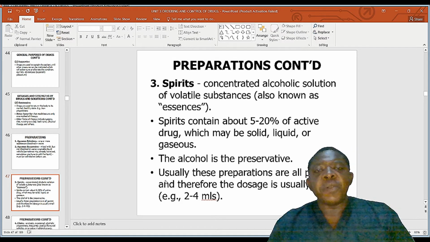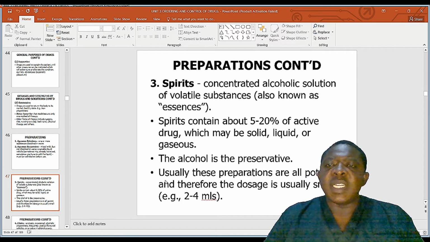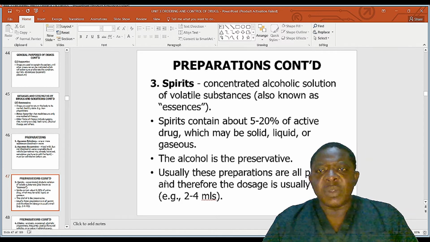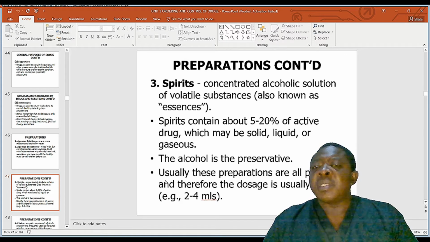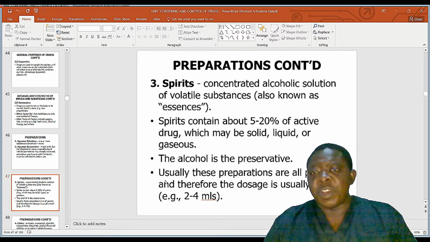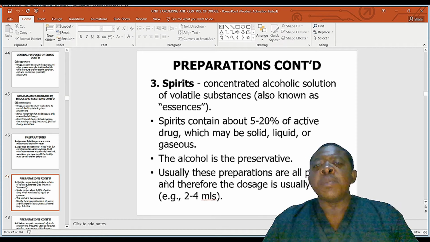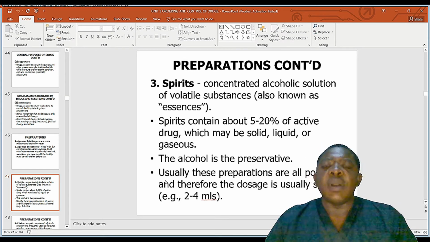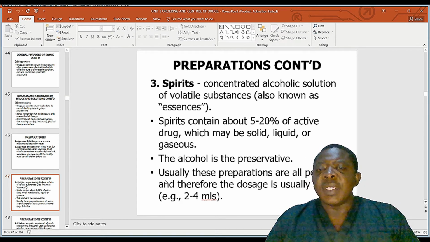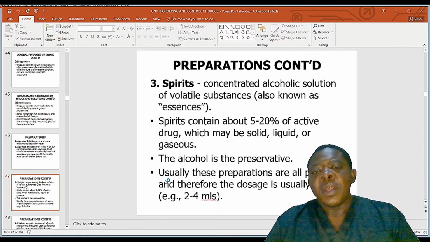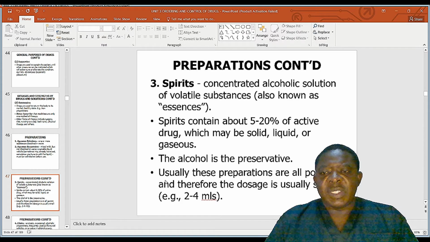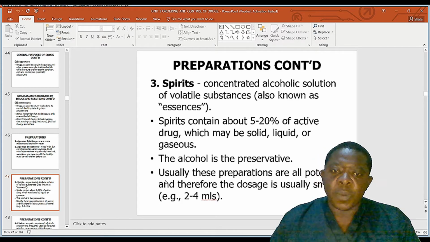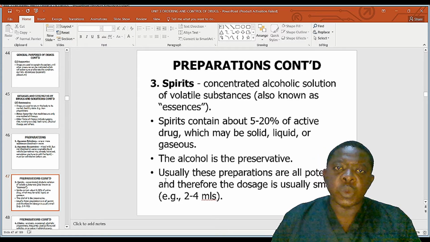Okay, spirits. These are concentrated alcoholic solutions of volatile substances, also known as the essence. Spirits contain about 5 to 20% of active drug, which may be solid, liquid, or gaseous. The alcohol is the preservative. Usually, these preparations are all potent, and therefore the dosage is usually very small, like 2 to 4 mils.